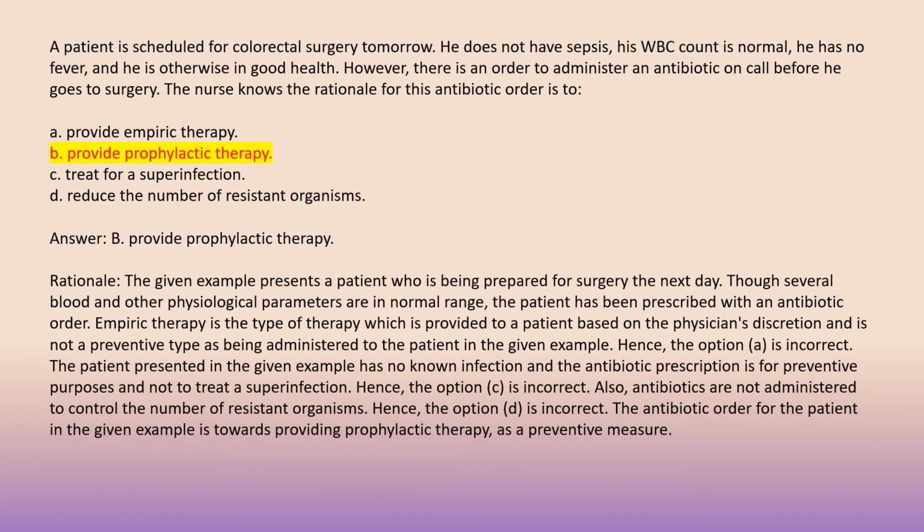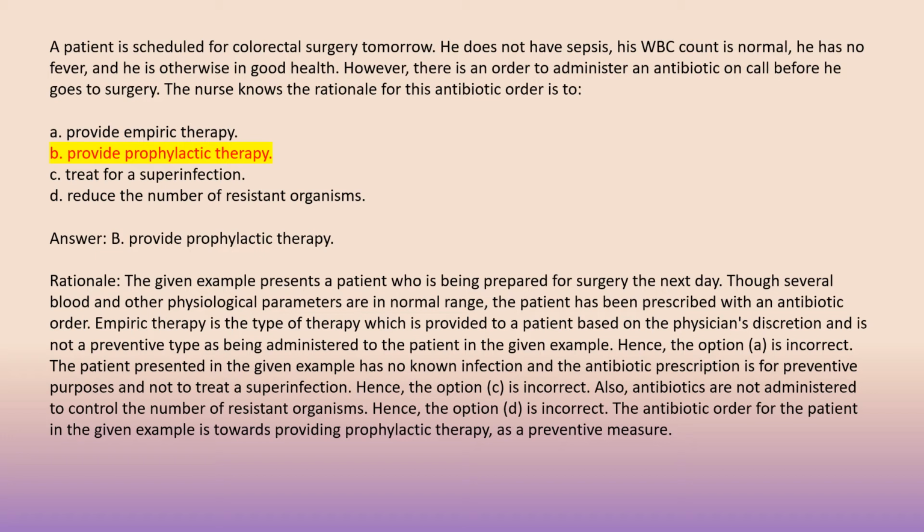Answer: B. Provide prophylactic therapy. Rationale: the given example presents a patient who is being prepared for surgery the next day. Though several blood and other physiological parameters are in normal range, the patient has been prescribed an antibiotic order. Empiric therapy is the type of therapy which is provided to a patient based on the physician's discretion and is not a preventive type as being administered to the patient in the given example.